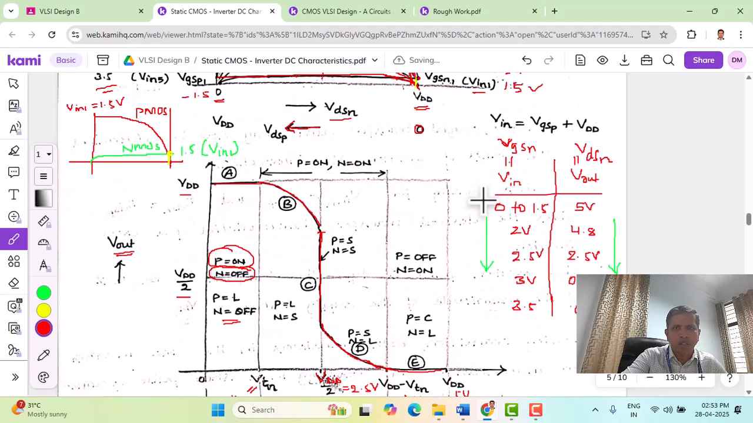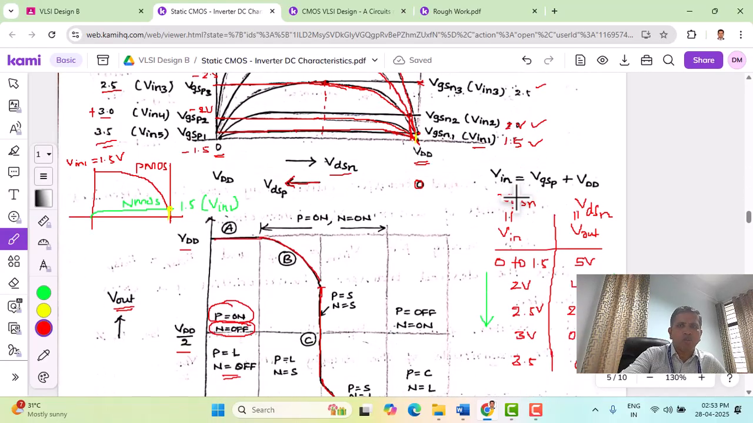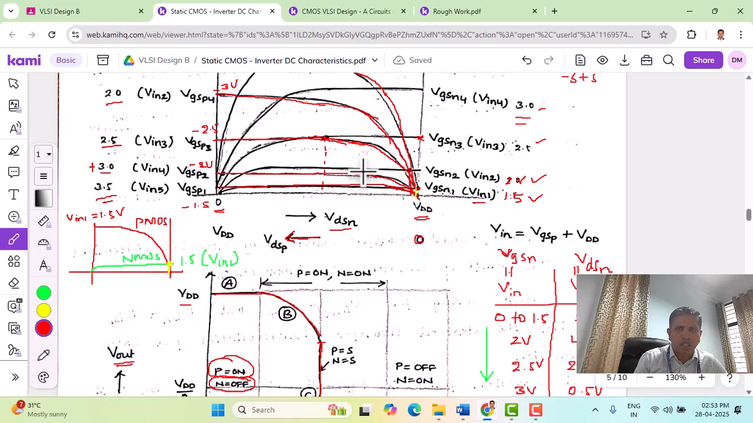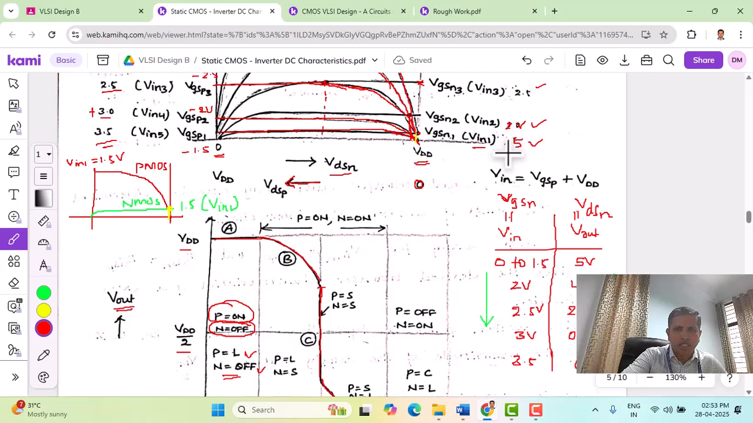Sorry, this is input voltage 0 to VTN, 1 volt or less. NMOS is going to be off, because in this region it will be in cutoff, whereas PMOS will be in the linear region. As we can see, the curves are increasing here, so PMOS will be in the linear region. So this is clear: NMOS is off and PMOS is in the linear region.